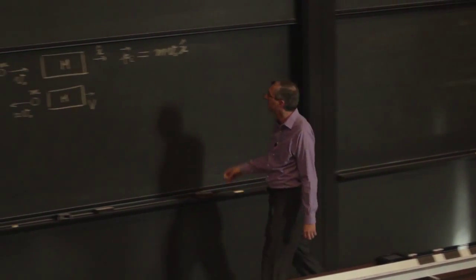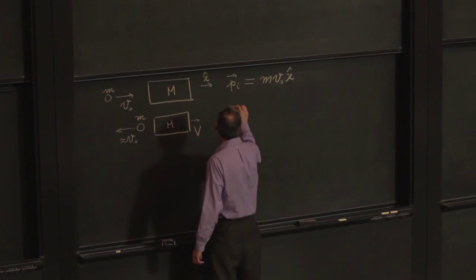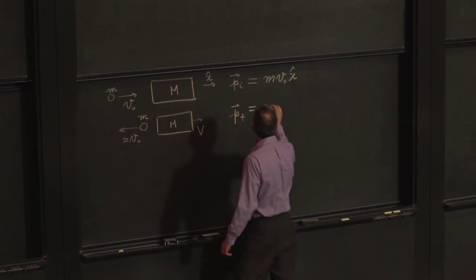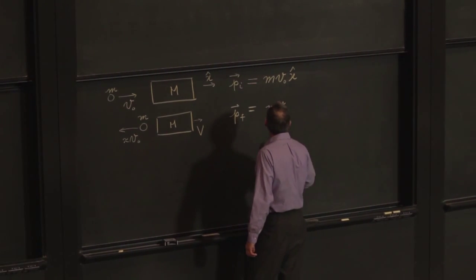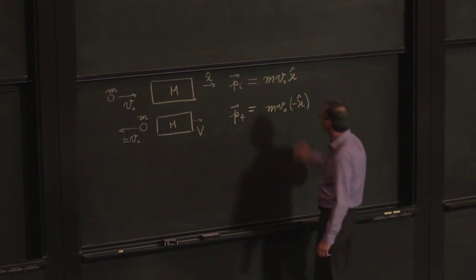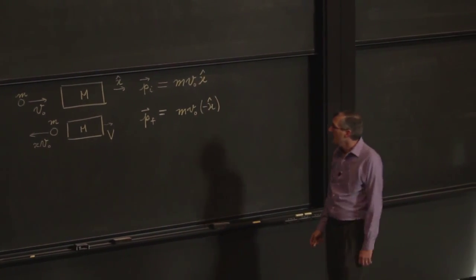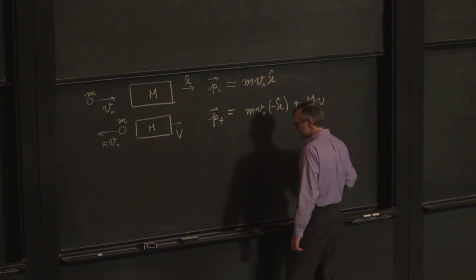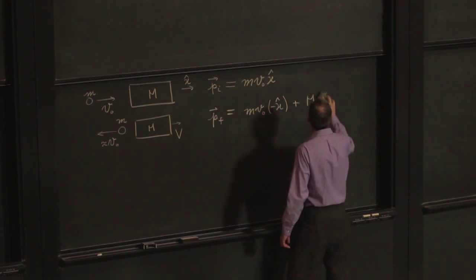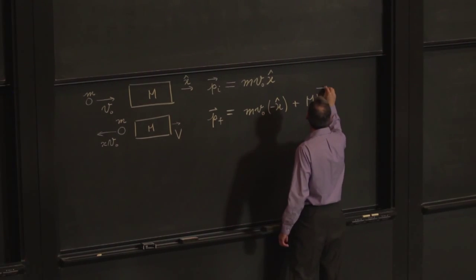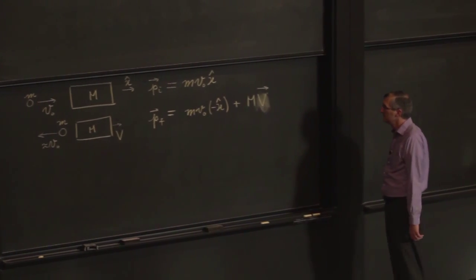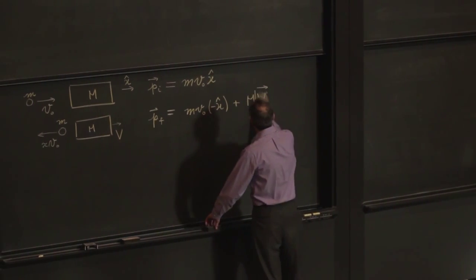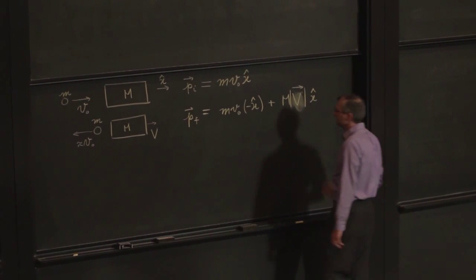What's the final momentum? So this thing is moving at about v naught, but it's now going in the negative x direction. And the pickup truck, oops, big V, going that way. Positive x direction. So I could write this as a magnitude here, positive x direction.